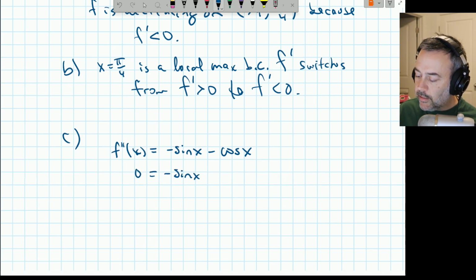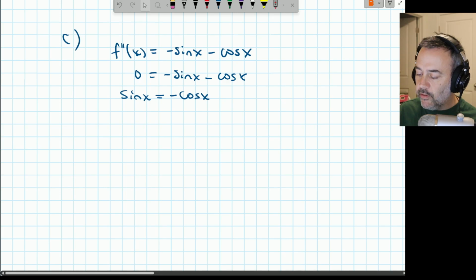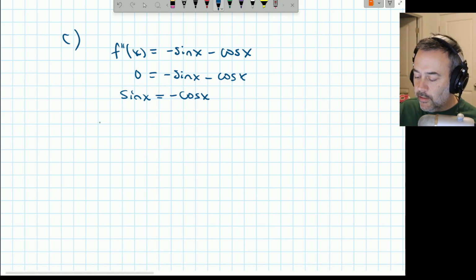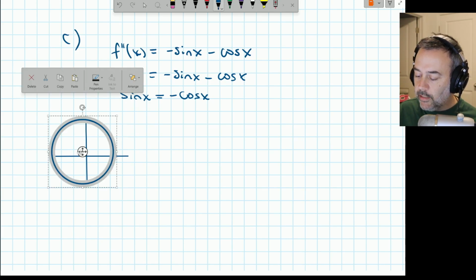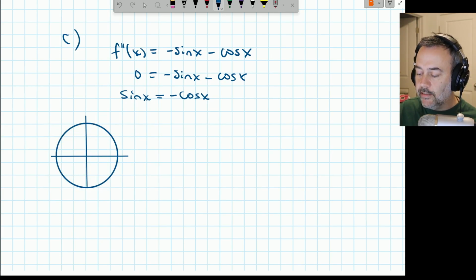Negative sine x minus cosine x equals 0, and sine x equals negative cos x. And my favorite, you could divide both sides and figure out when tangent is equal to -1. My favorite way to do this is to just know your unit circle for these basic ones and just say, okay, what do I need? I need sine and cosine to have opposite signs, but they need to have the same magnitude, so they have the same value. Well, where's the only place that happens?